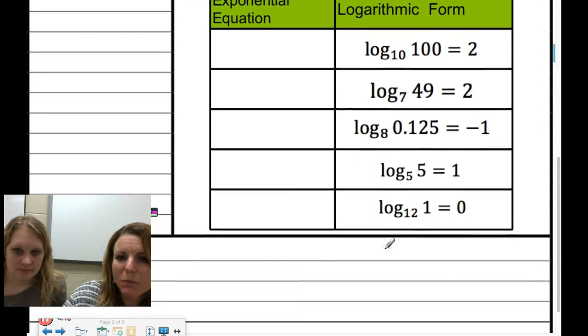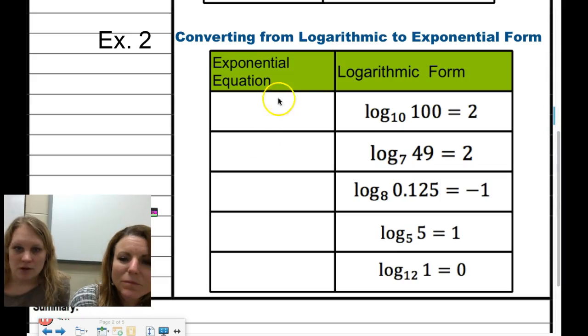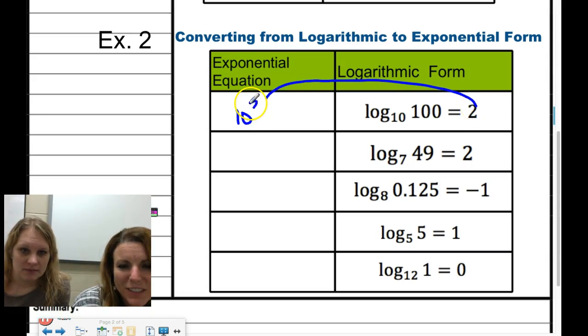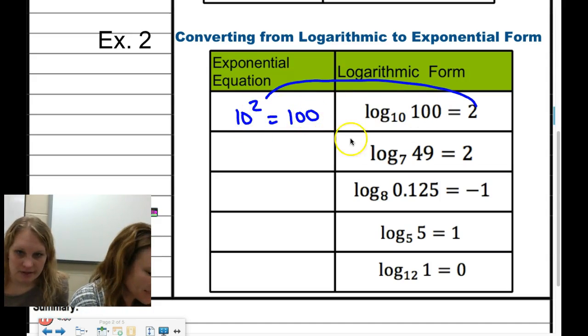Okay, let's go the other direction. Let's convert from log to exponential. I'm going to start with base. Base is 10, definitely. Our exponent is there. And then it equals our big number here, 100. Which makes sense. 10 squared is 100.